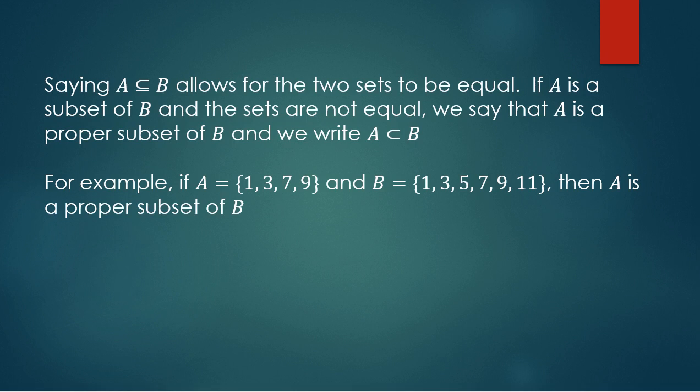Here is an example of a proper subset. A is 1, 3, 7, and 9. B is 1, 3, 5, 7, 9, and 11. Every element that's in A here is in B, but there are also elements of B that are not in A. So this is why A is a proper subset of B. Every guy that's in here is in here, but there are guys in here that are not in here.